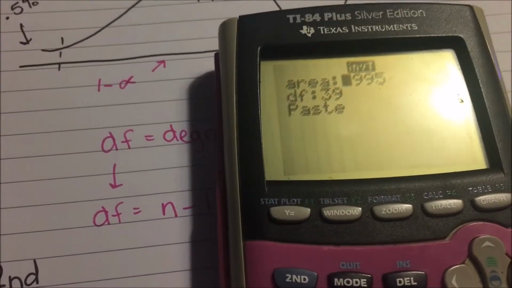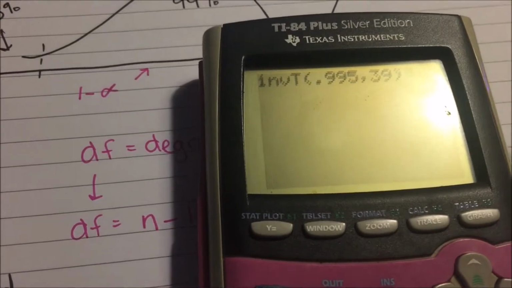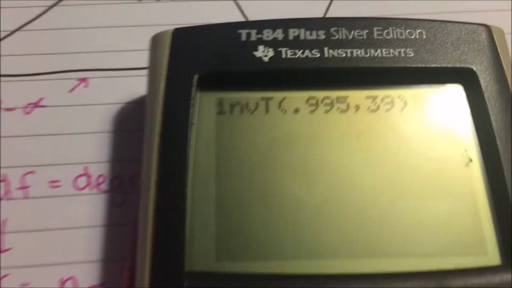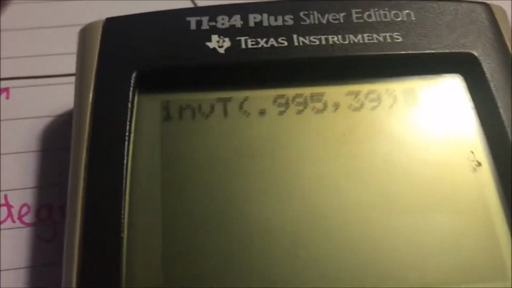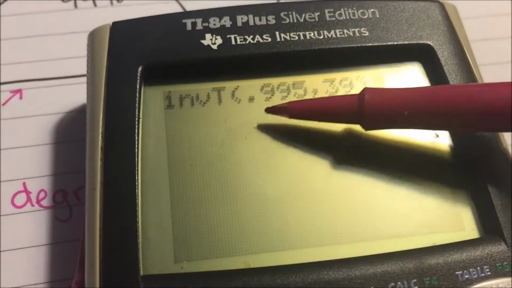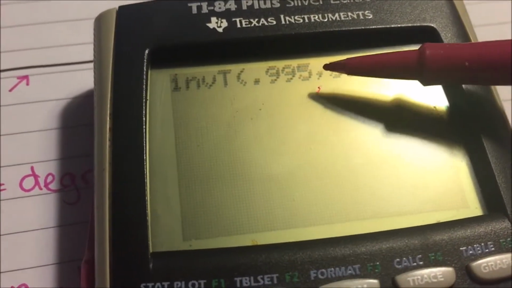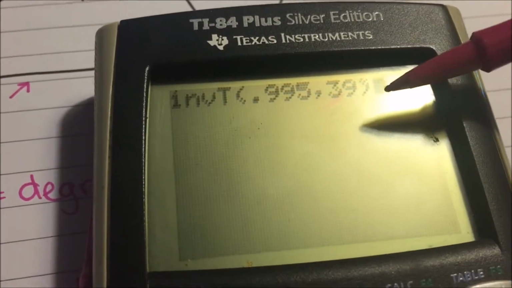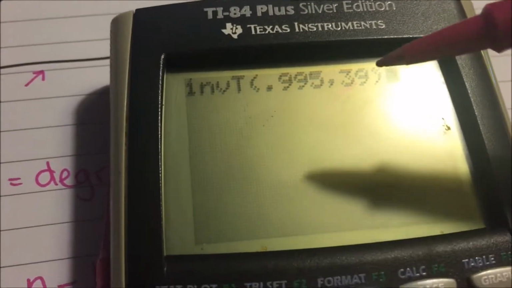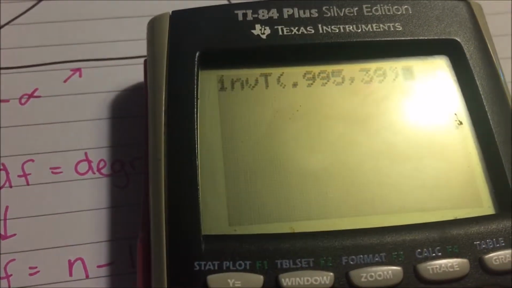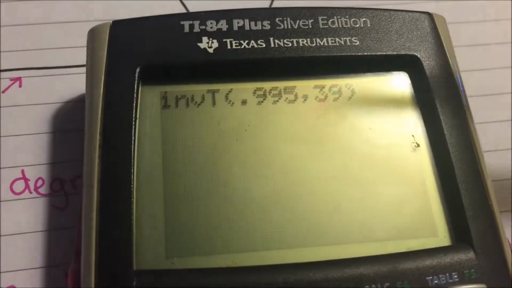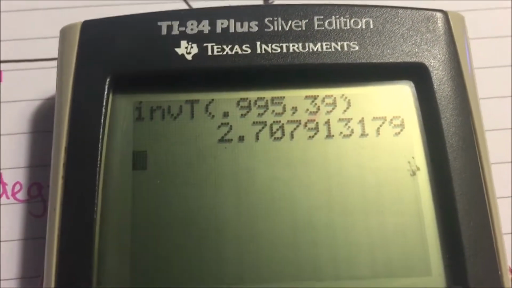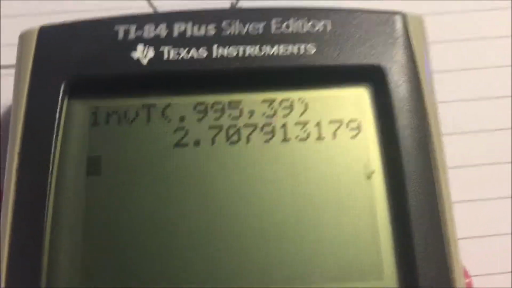N minus 1. Then we're going to paste it in. If your screen didn't have that, then it's just going to have this. It will say INVT and open a parenthesis. You put in your 0.995, then a comma, then your 39, and close your parentheses. Just make it look exactly like this. Then press enter and it'll think for a second and give us a number. That is our answer. 2.7079 is our critical value.